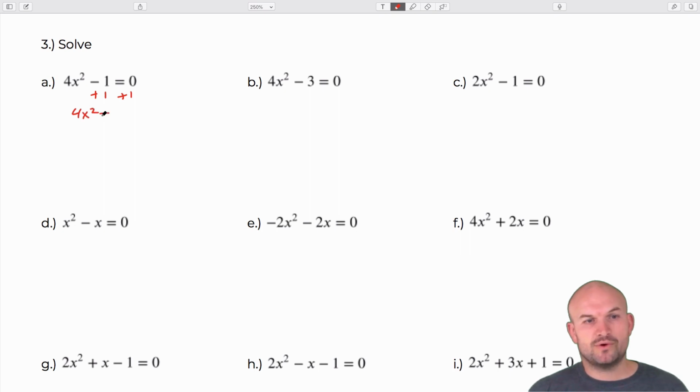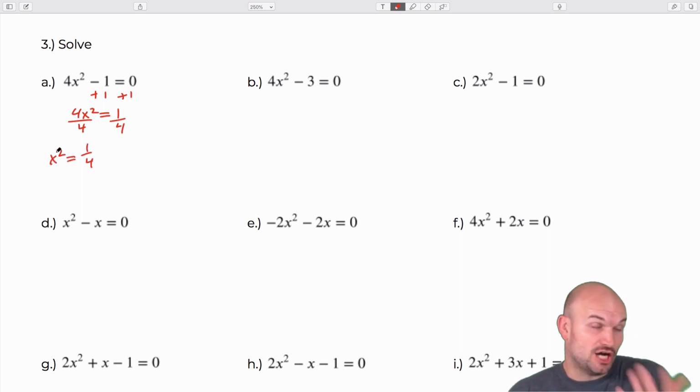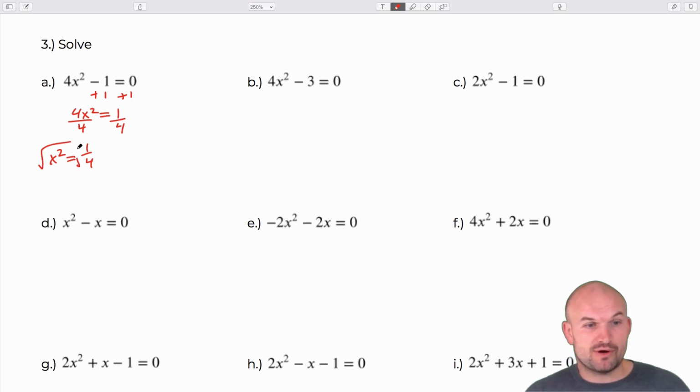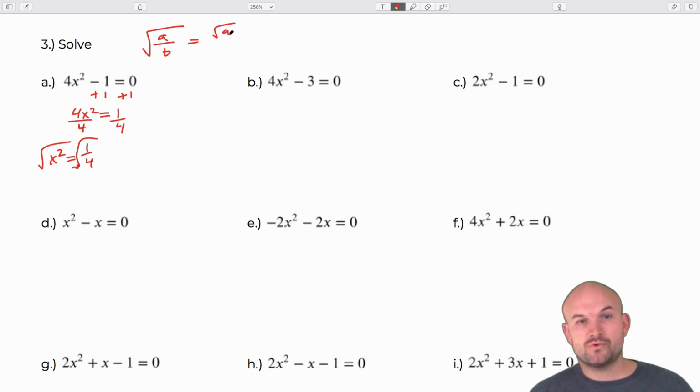Then I have 4x squared is equal to 1. Then I divide by 4 on both sides, therefore I'm left with x squared equals 1/4. Now I just undo squaring by introducing the square root. Now remember the rules of square roots. If you have the square root of a over b, that is equal to the square root of a over the square root of b.